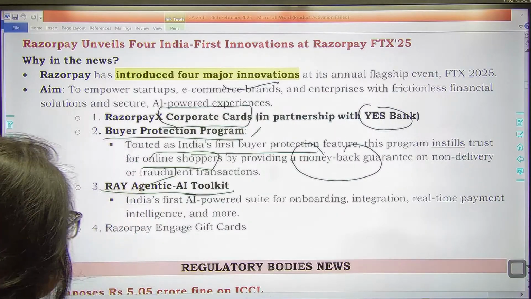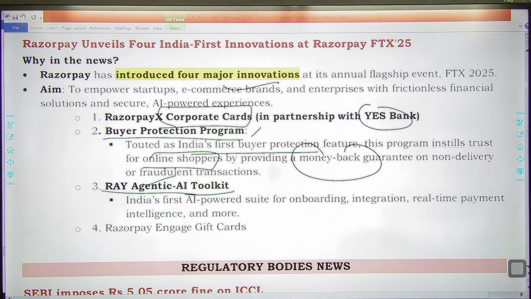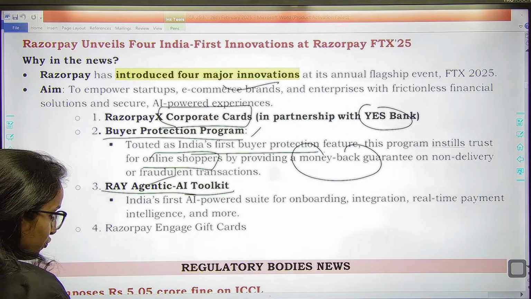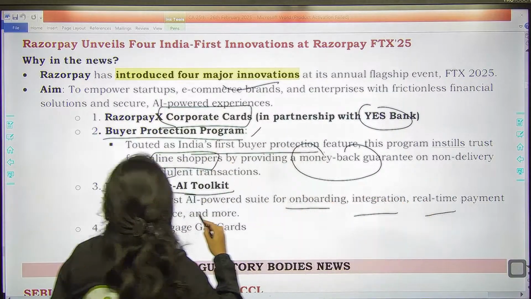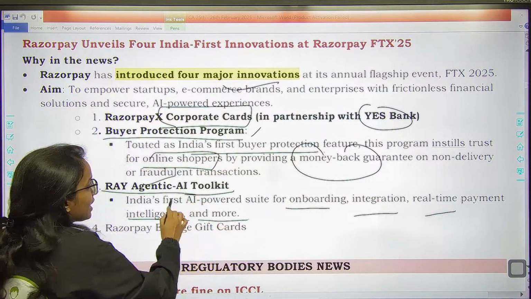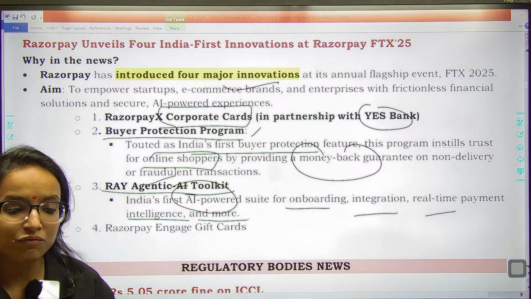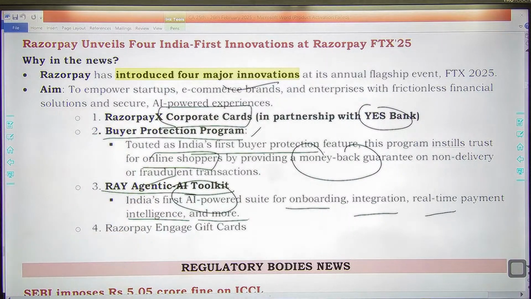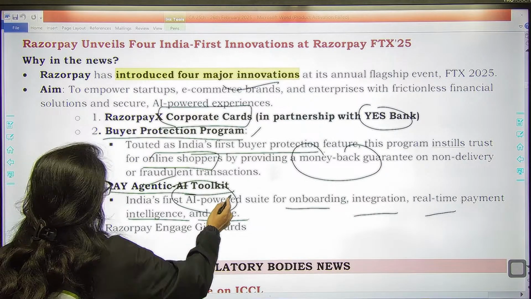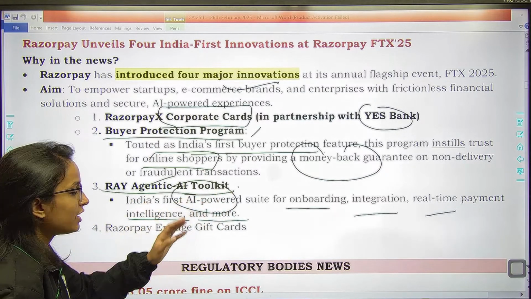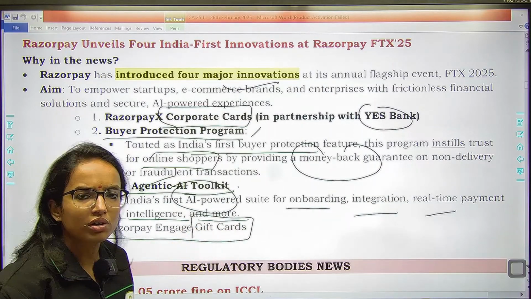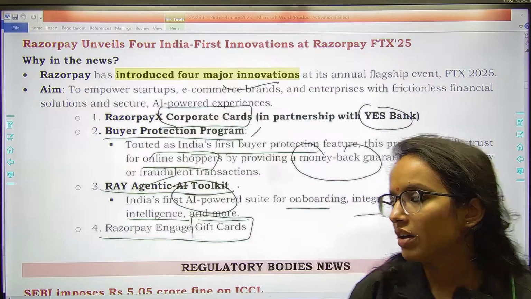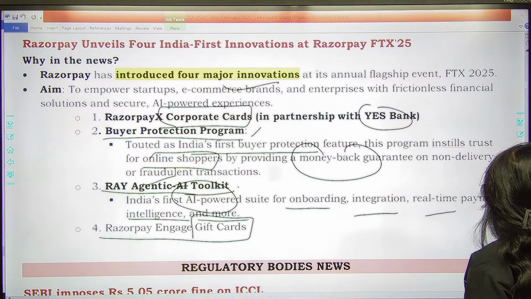Ray Agentic AI Toolkit. What is this? It is first AI powered suite for India for onboarding, integration, real time payment, intelligence and more. AI powered tool है किसी प्लेटफॉर्म को ऑनबोर्ड करना, रियल टाइम पेमेंट करना, इंटेलिजेंस के लिए lot of works it would be doing. So remember Ray Agentic AI Toolkit. Then Razorpay Engage gift cards. Gift cards you all know already what are they. So these are certain products recently launched by Razorpay.